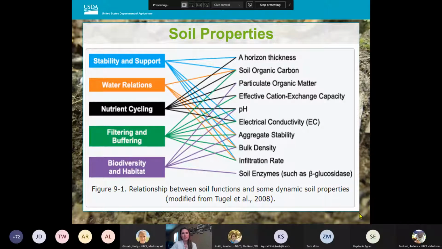This diagram shows how dynamic soil properties on the right support or influence soil functions. The functions are what we want our soils to do or to provide for us. If you look at things like stability and support, water relations or dynamics, nutrient cycling, filtering and buffering of pollutants, biodiversity and habitat, all of those functions are influenced by dynamic soil properties. Dynamic soil properties are influenced by management and the inherent soil properties. Next slide, please.